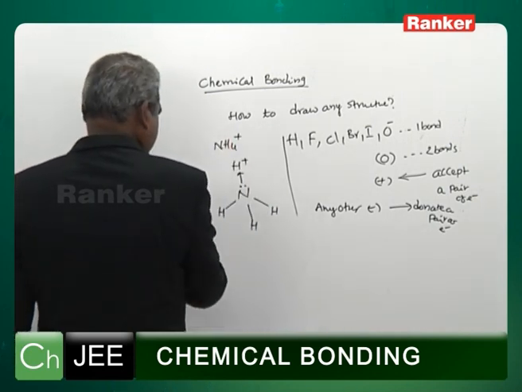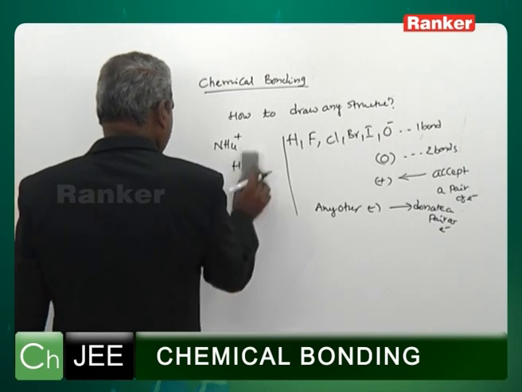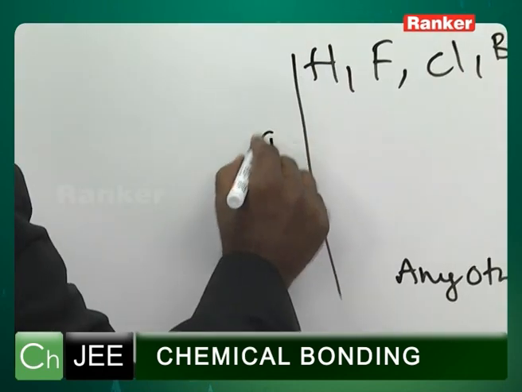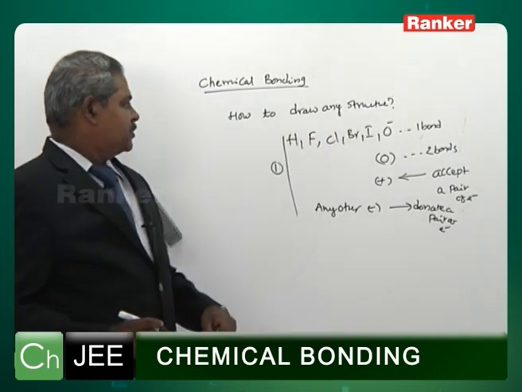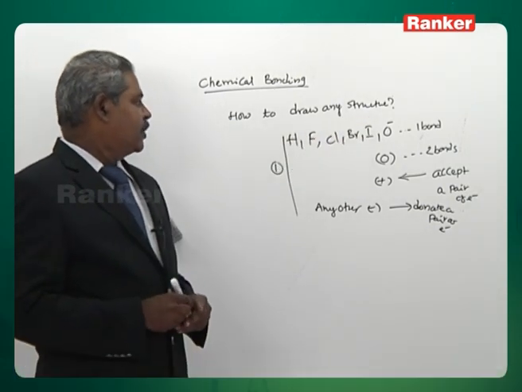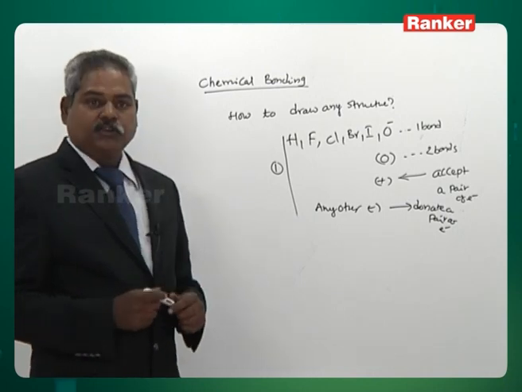Okay. Now, this is the first principle. What is the first principle? H, F, Cl, Br, O minus, they form 1 bond. Oxygen forms 2 bonds. Plus accepts a pair of electrons. Next, 2.